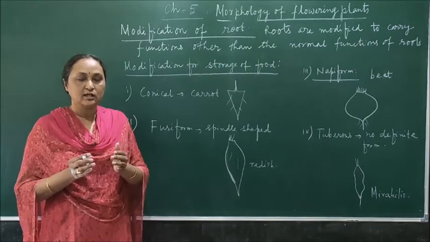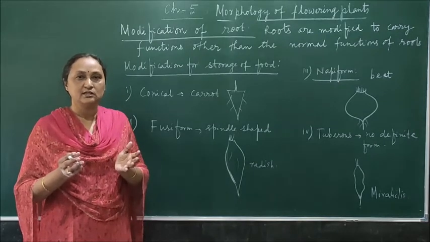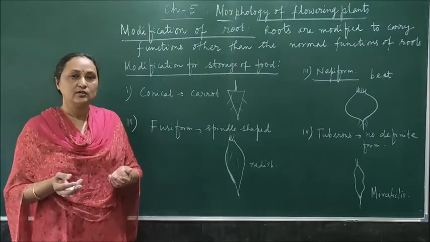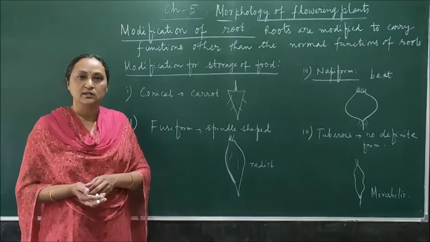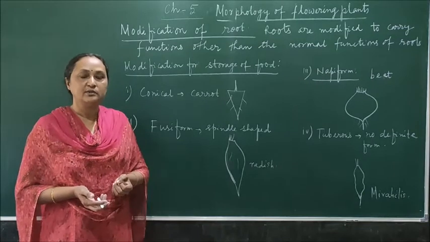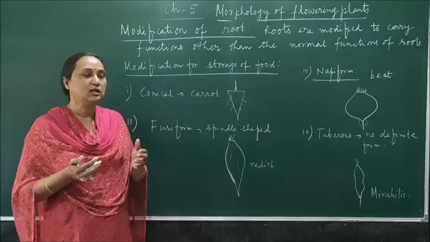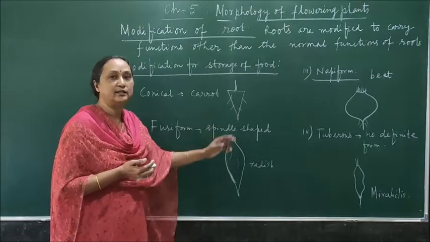And by the storage the shape has changed, and it is not looking like normal roots. Because the carrot, you have seen the color of the carrot is orange, while the color of a normal root is white because there is no chlorophyll pigment. So why the modification? The modification is for storing food material.